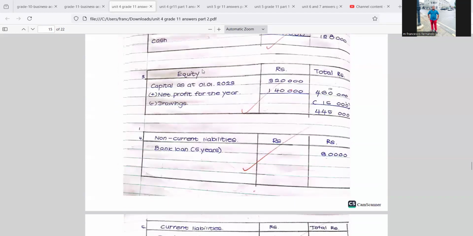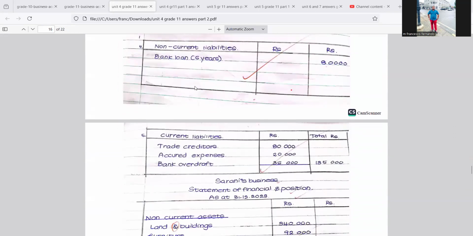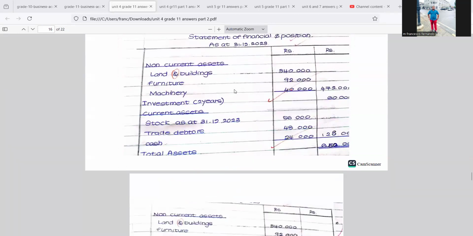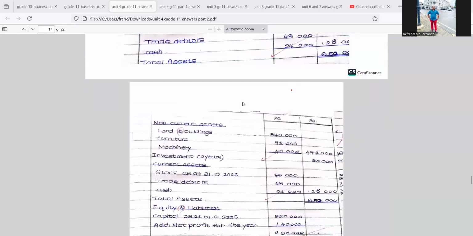Then you have the equity. Remember drawings is minus and net profit should be a plus figure. If you get a net loss, it should be a minus figure. And then these are the non-current liabilities. These are the current liabilities. And finally, what we have done here, you can enter in a statement of financial position like this.